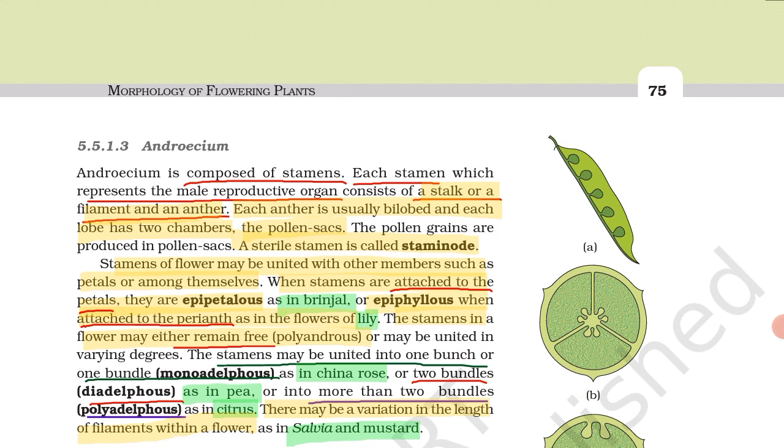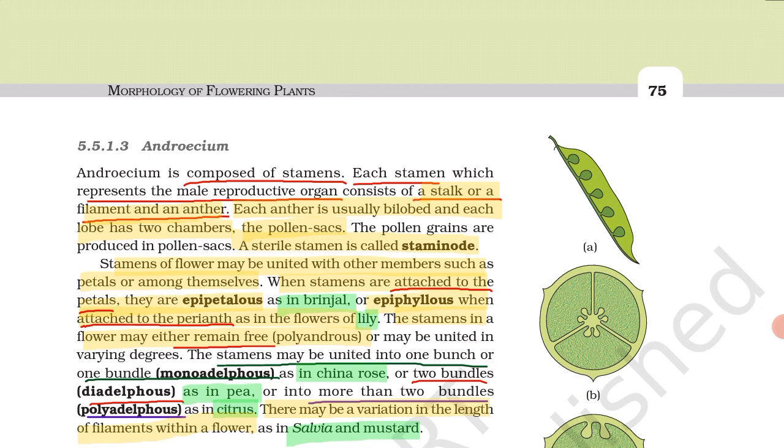Stamens of flower may be united with other members such as petals or among themselves. When the stamens are attached to the petals, it is called epipetalous, and examples of epipetalous are brinjal.